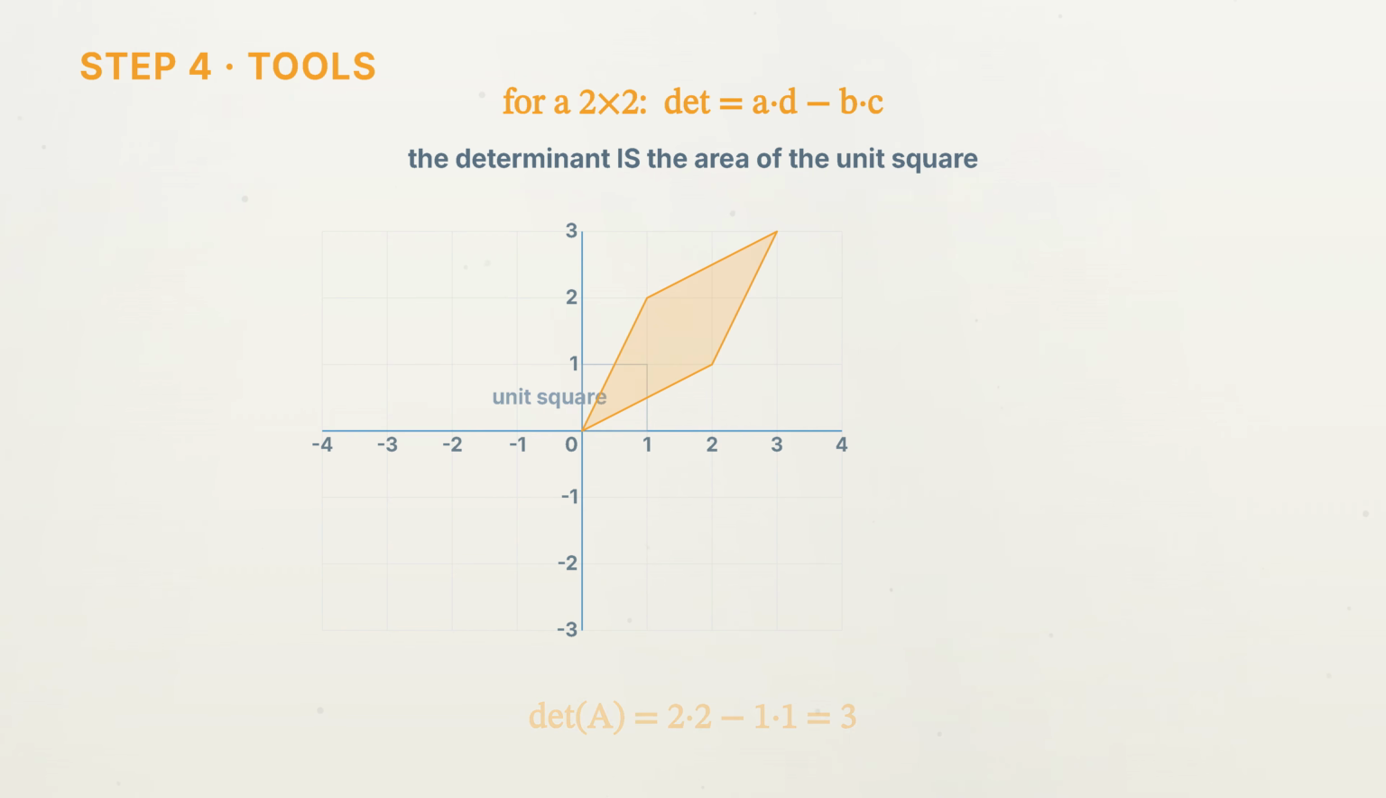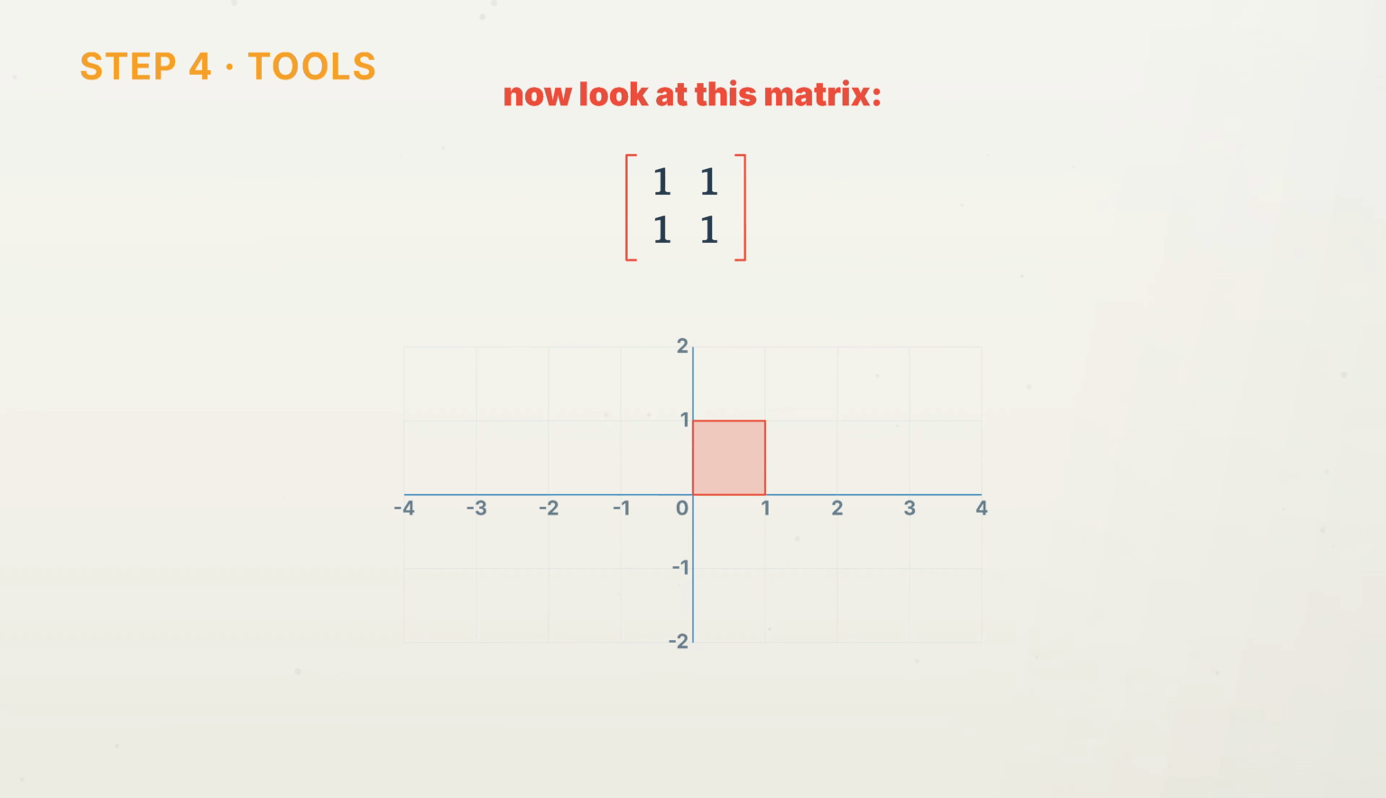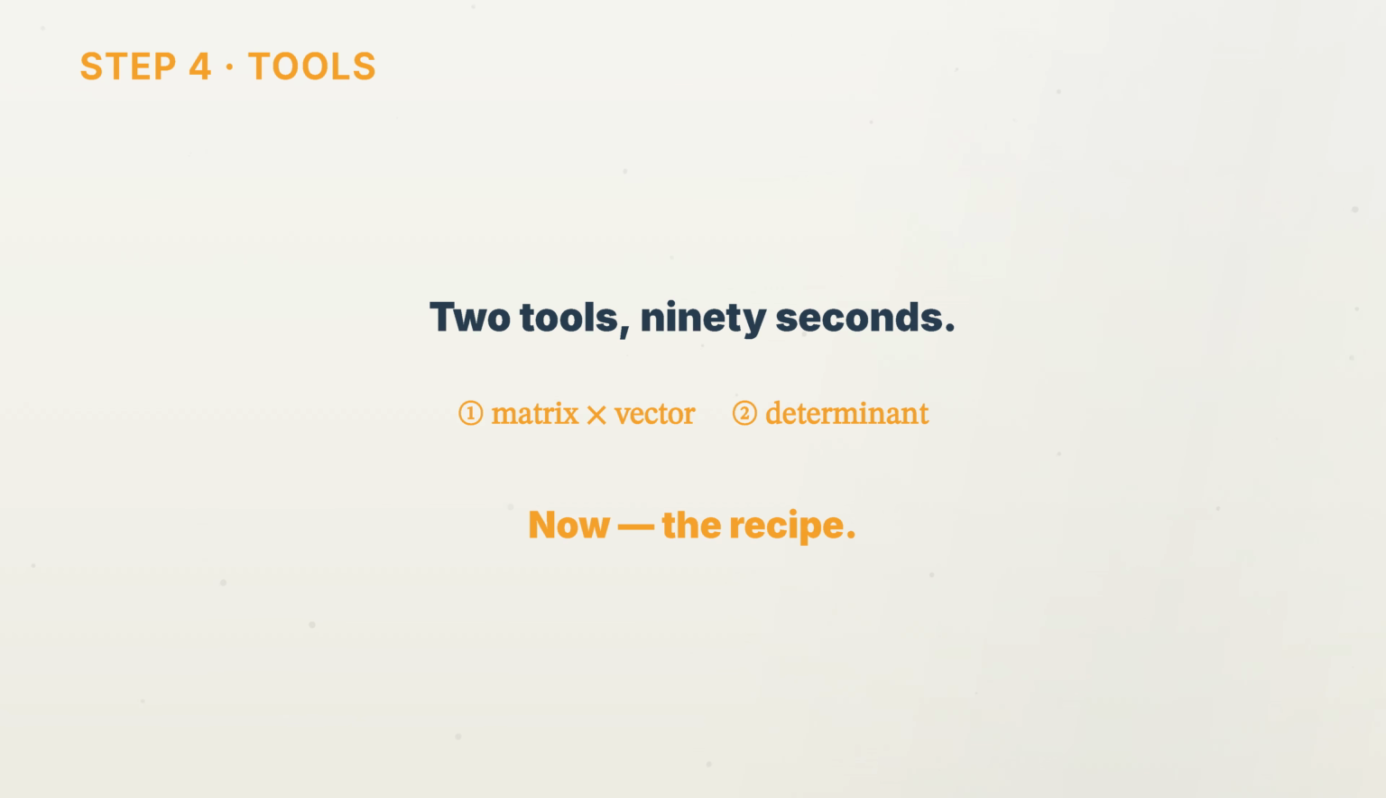The area of that parallelogram, that's the determinant. A: 2 times 2 minus 1 times 1, 3. Now look at this matrix, 1, 1, 1, 1. It squashes the unit square into a single line. Area 0, determinant 1 minus 1, 0. Singular. Two tools in 90 seconds: matrix times vector, and the determinant.